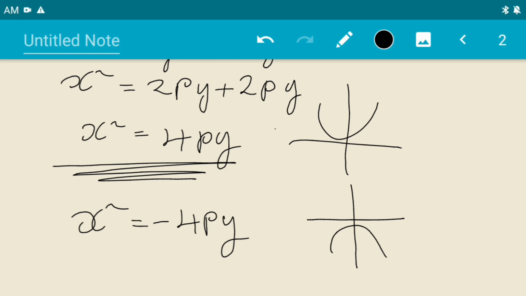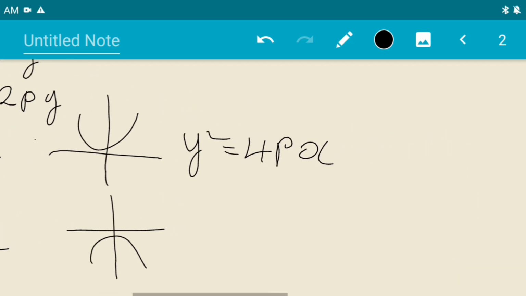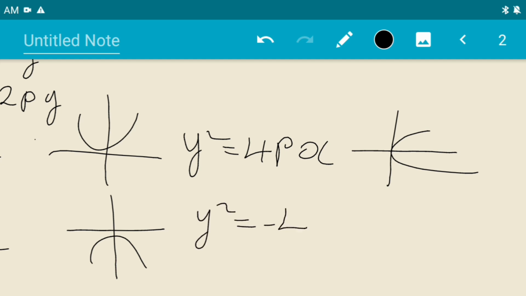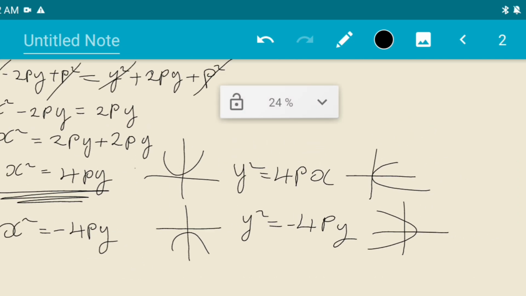And then the other two equations are just y squared is equal to 4px. Then the other one, this is in the case where your parabola is oriented like so. Then the other one is y squared is equal to negative 4px. This is the case if the parabola is oriented like that, so in the negative x-axis. So that is that. Thanks for watching.